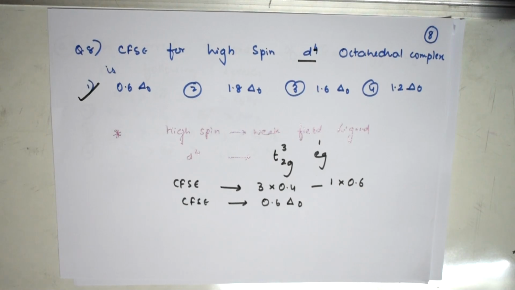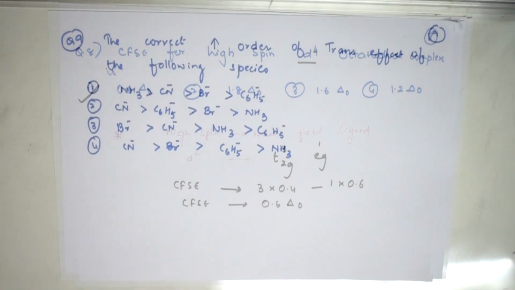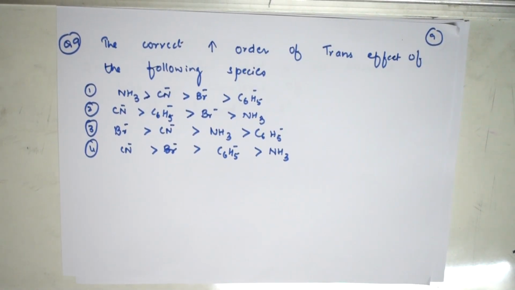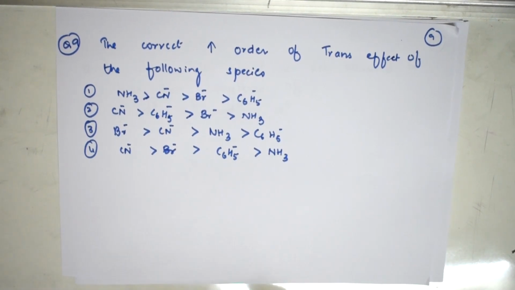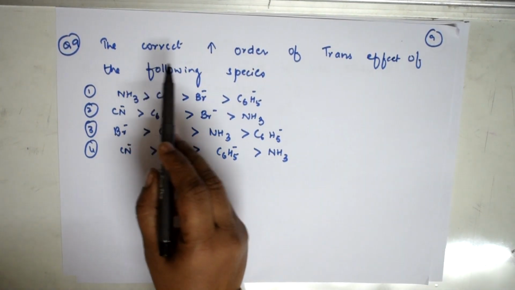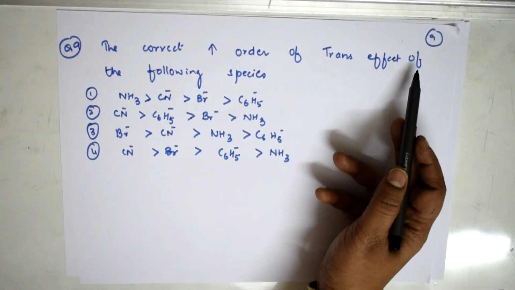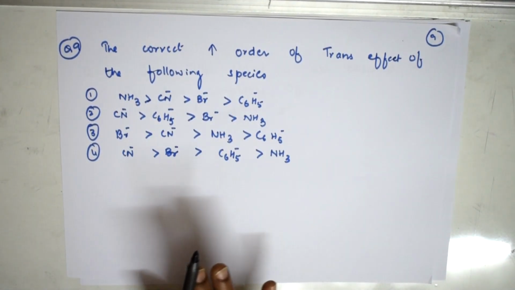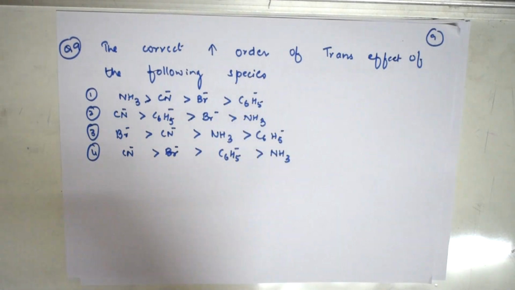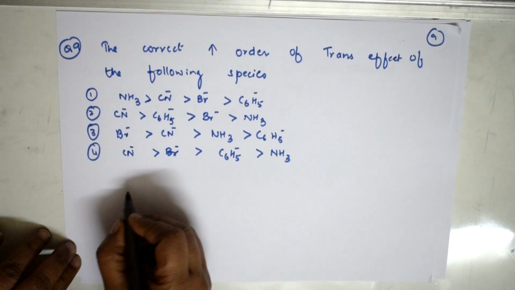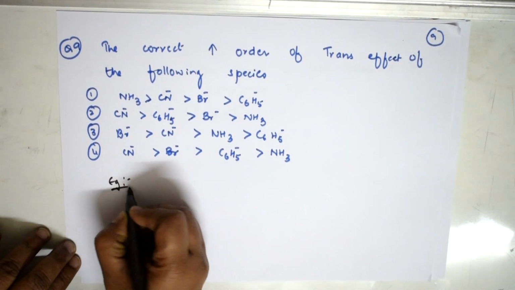So now let's come and do the 9th numerical. Let us solve the 9th question, students. Here there is a very interesting question. The correct increasing order of trans effect of the following species. They have given this. First of all, what is trans effect? Now let us take one example. First let me explain the trans effect example.